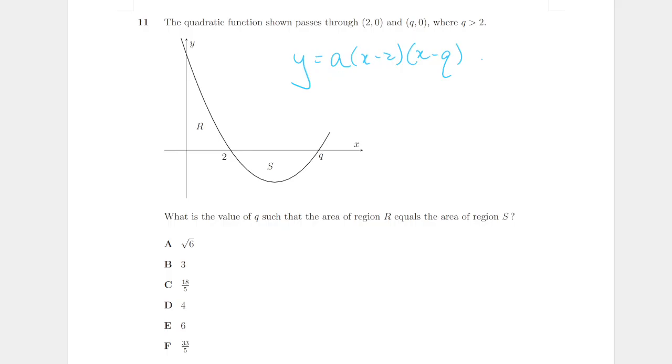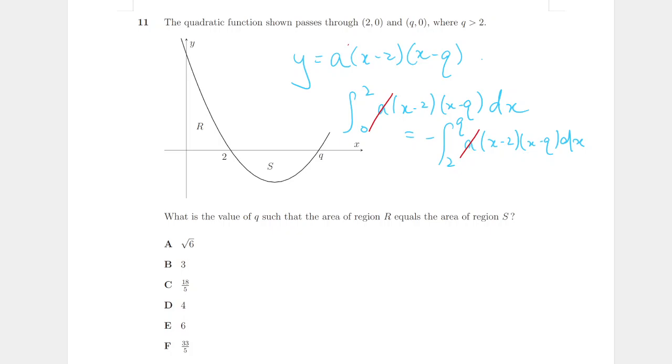But you will see later that actually the a doesn't quite matter, because the a does cancel out in the calculation. You'll see later. So then the most accurate quadratic is this one, with the a. Okay, so R equals S, right? So R is the integral from 0 to 2 of a(x minus 2)(x minus q) dx, equals. Now, for S, that's the area under the x-axis, so 2 to q, a times (x minus 2)(x minus q) dx. So of course you can take the a out of the integral, because the a is a constant. So then you see why it doesn't matter, because this cancels with this.